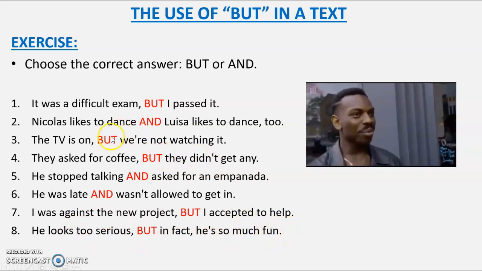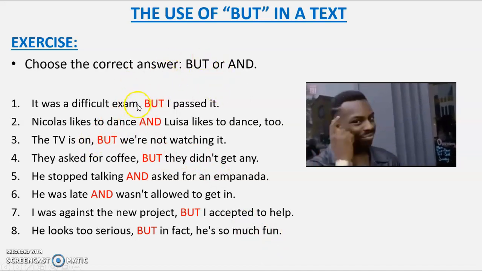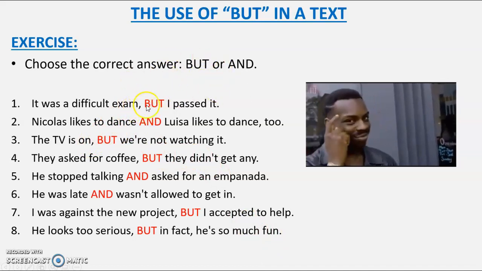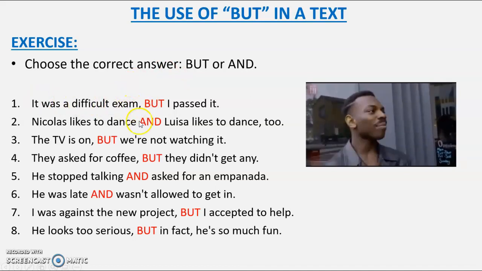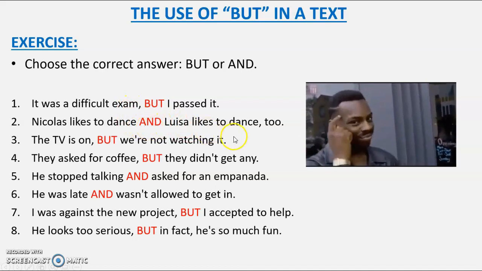So kids, a good idea here is that when we're using but, we need to introduce a comma before the idea, right? And for and, they are at the same level, so we don't use a comma.